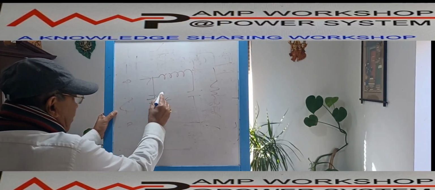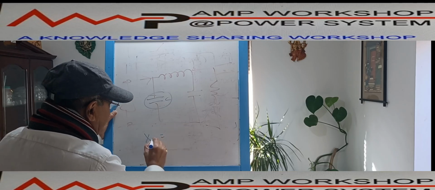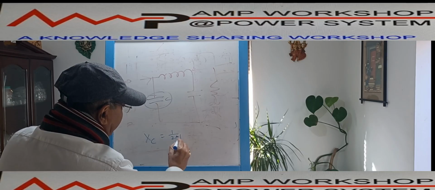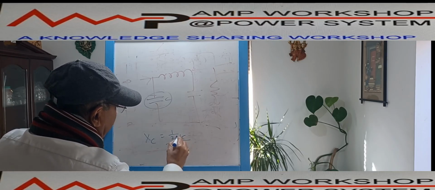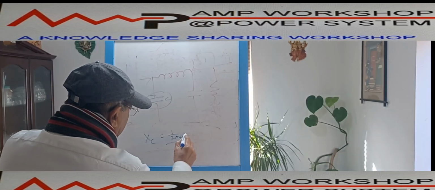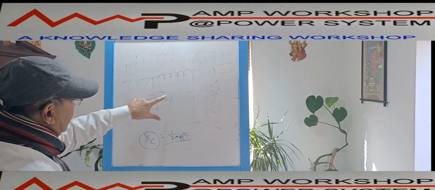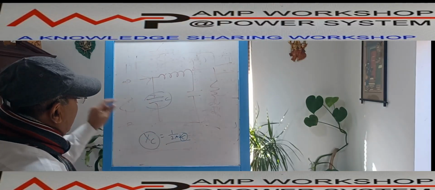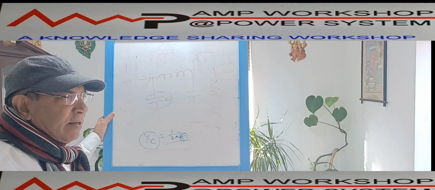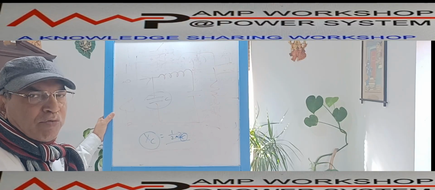The capacitor has an impedance or reactance, Xc. Xc, the reactance of the capacitor, is 1 by 2 pi Fc. F is the supply frequency, C is the capacitance value. So if the capacitance value is high, then Xc will be low. In the case of harmonics, what are harmonics? The fundamental frequency multiplied by some factor 2, 3, 4, all are called harmonics.